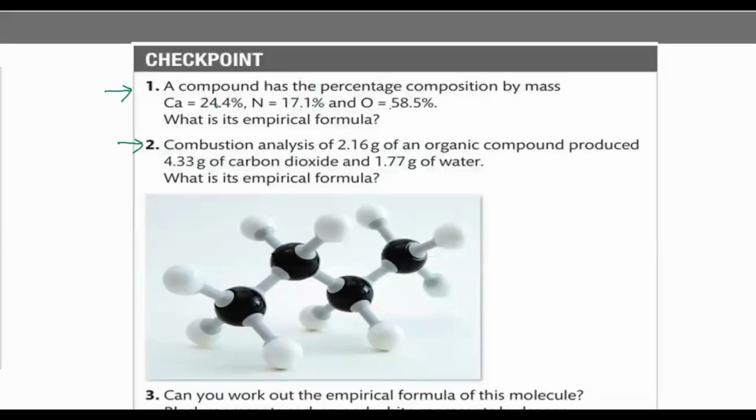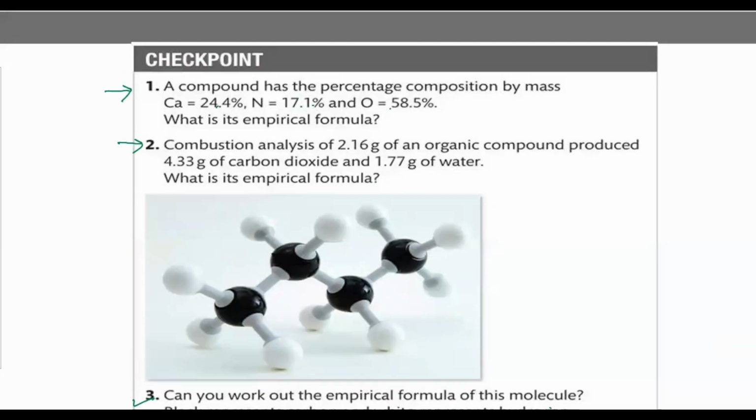It's a very simple question. Question number 3 says, can you work out the empirical formula of this molecule? This is a complex organic molecule where the carbon and hydrogen are represented. The carbon is in black and the hydrogen is in white. They want the empirical formula, which is the simplest ratio formula.